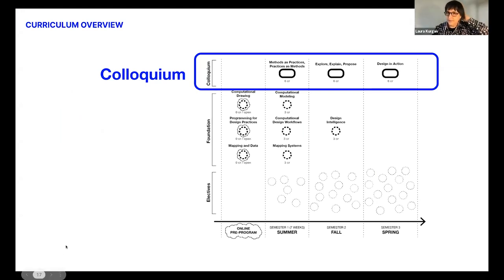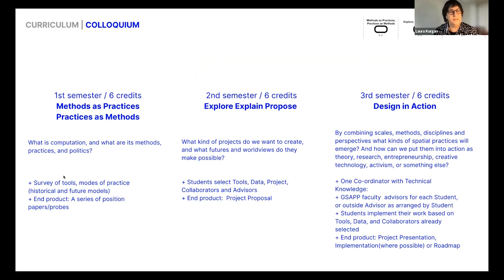So the second thing that is the core of our curriculum is the colloquium. And we call them colloquium studios. And they're each 4 hours a week. In the summer intensive, it's actually 8 hours a week. During the summer, the first one is called Methods as Practices and Practices as Methods. We really focus there on, what is the definition of computation for the built environment? What are its methods, practices, politics? That course this past summer was taught by Violet Whitney and William Martin, who were a very dynamic duo who took the students through this range of concerns.